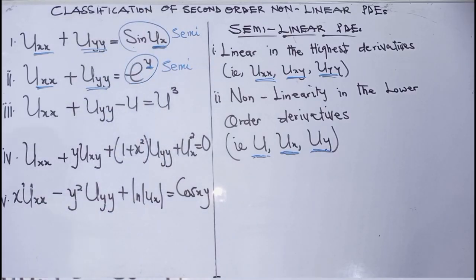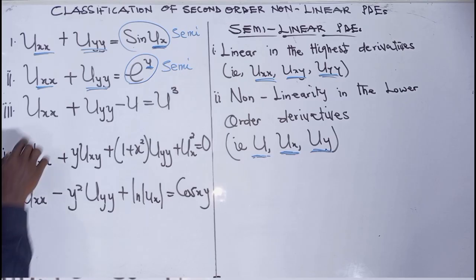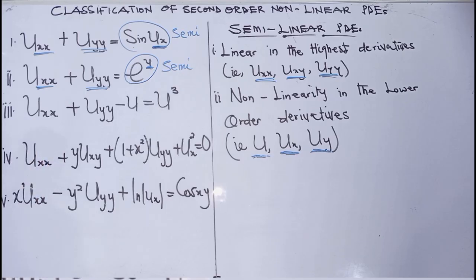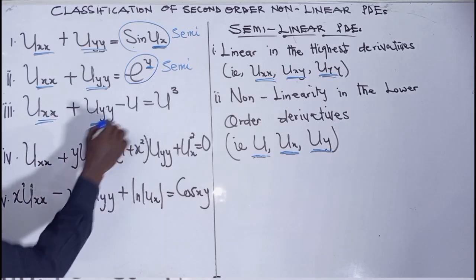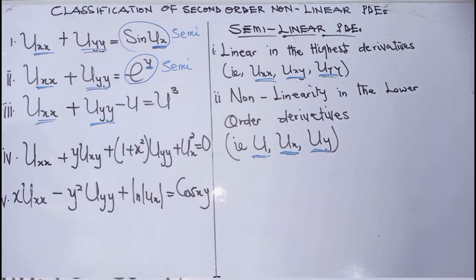Let's look at the third one. You can always pause the video and try your answer, and then cross-check your answer with mine. So first, we have to look for our highest derivatives, and these are our highest derivatives. Are they linear? They are linear.